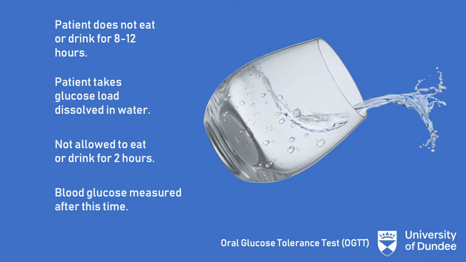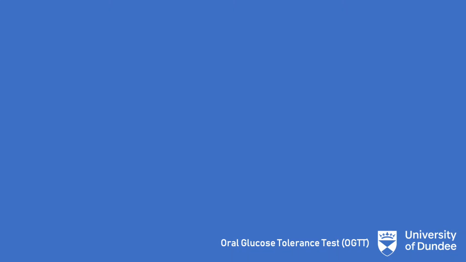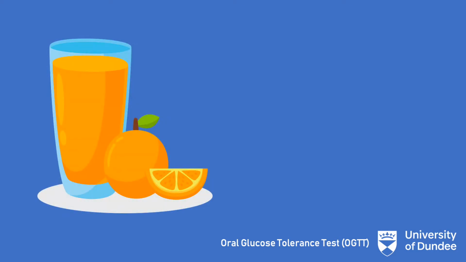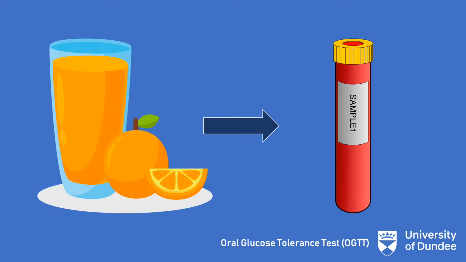The idea behind this test is that the clinician gets to see directly the effect of a known quantity of glucose on the patient's blood sugar level, and, by comparing the results to reference values, can either diagnose or exclude diabetes.